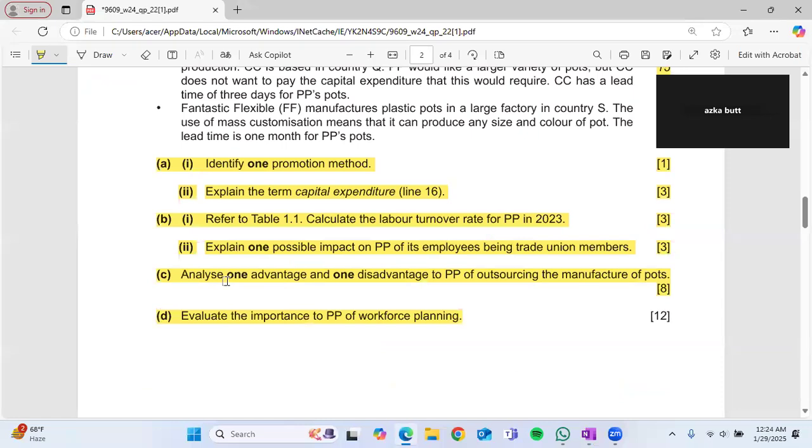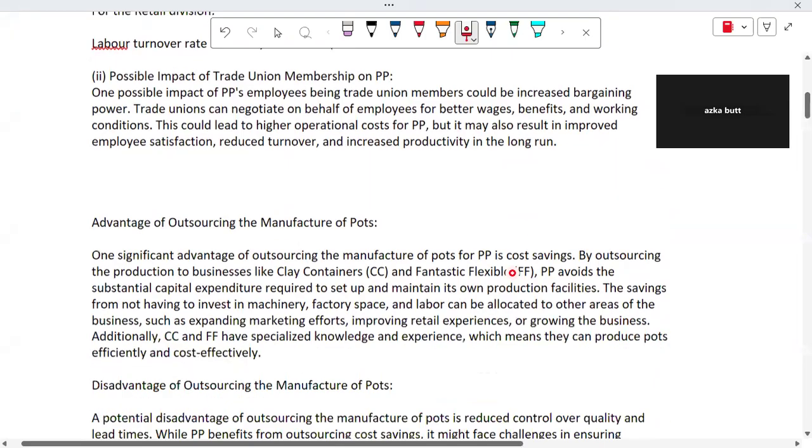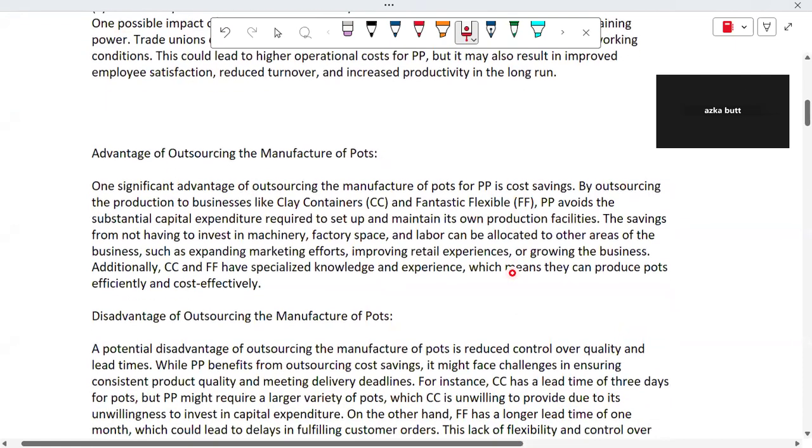Next question is: analyze one advantage and one disadvantage to PP of outsourcing the manufacturing of parts. So I hope that you know about outsourcing. Outsourcing means that you are passing one of your tasks or functions to a third party. So one significant advantage of outsourcing the manufacture of parts for PP is cost saving.